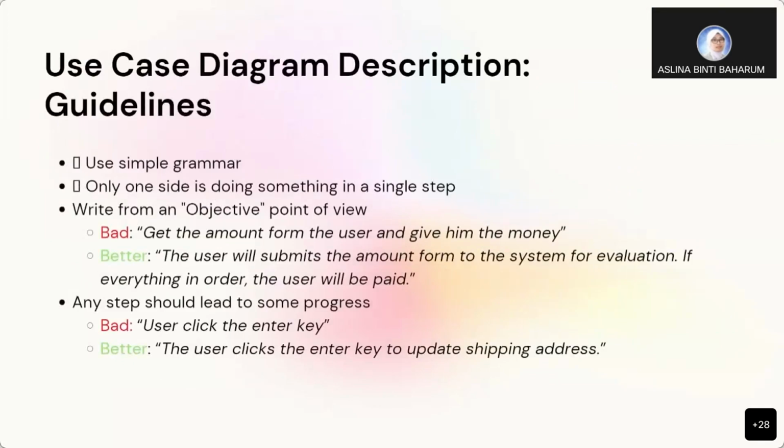And the next one is the guidelines of the use case description. Use simple grammar. Only one side, system or actor, is doing something in a single step. Write from an objective point of view. The bad one is: get the amount from the user and give him the money. And the better one is: the user will submit the amount form to the system for evaluation. If everything is in order, the user will be paid.